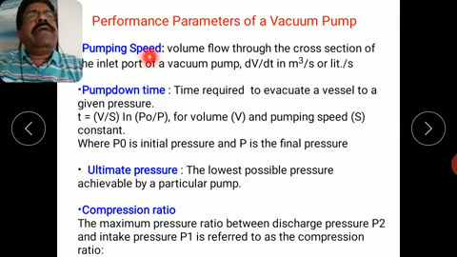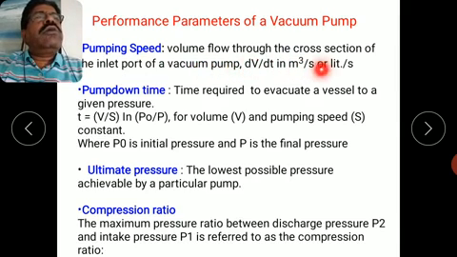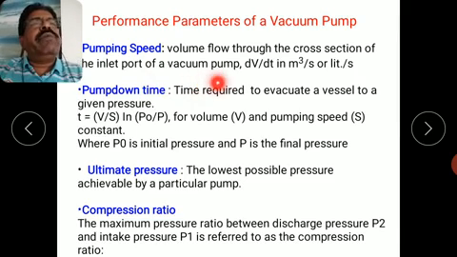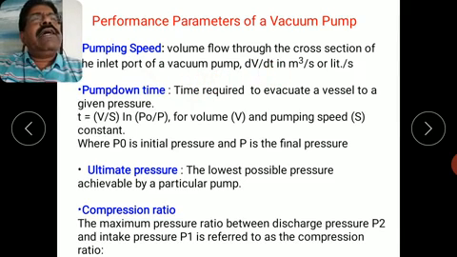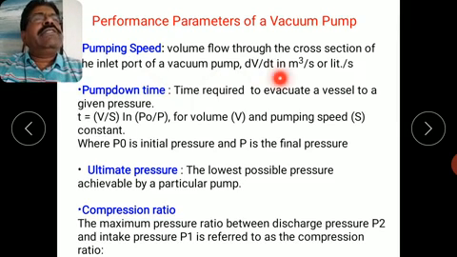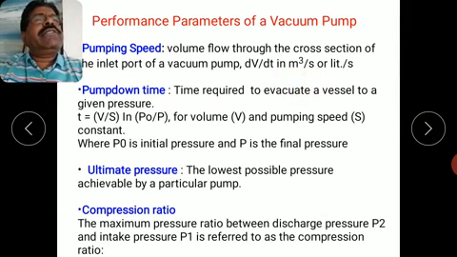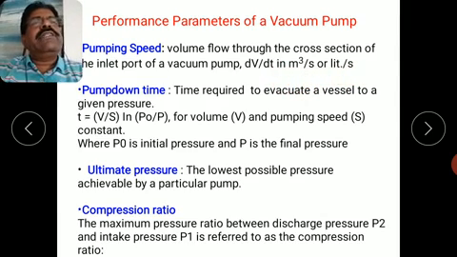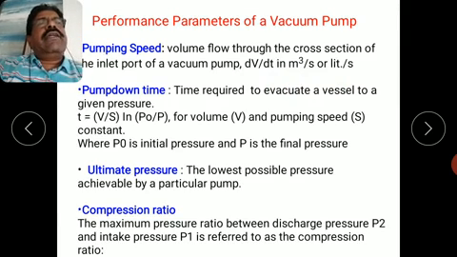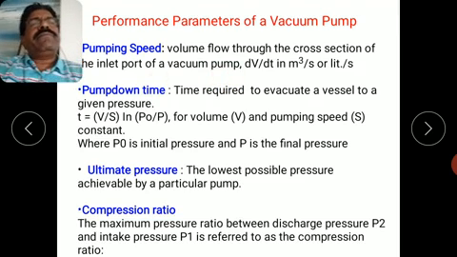The first performance parameter is pumping speed. For any particular vacuum pump, what is pumping speed? Volume flow through the cross section of the inlet port of a vacuum pump. It can be mathematically expressed as dV by dt. dV means small volume and dt means time. So you can say volume flow rate, and its unit is cubic meter per second, or it can also be expressed as liters per second. So pumping speed is a very important parameter. It refers to the actual volume flow through the cross section of the inlet port of the vacuum pump.